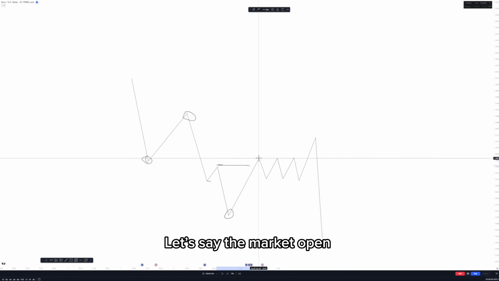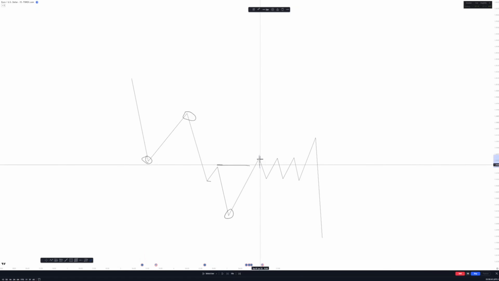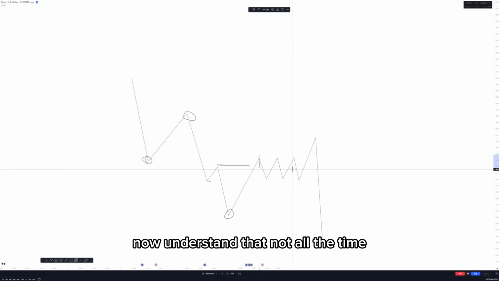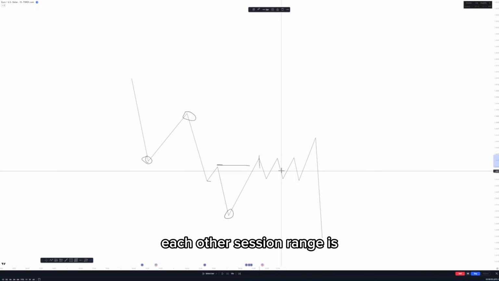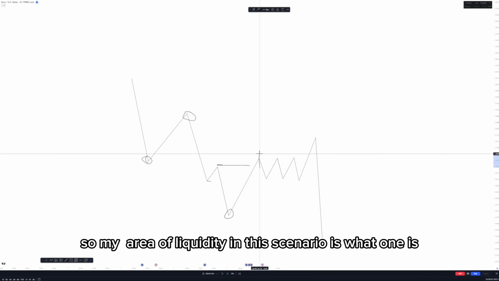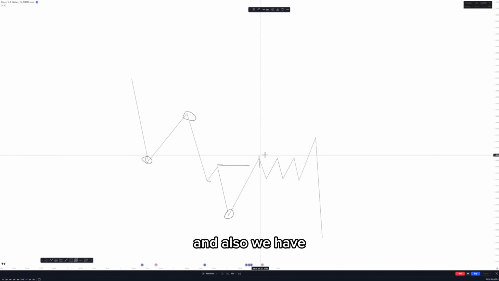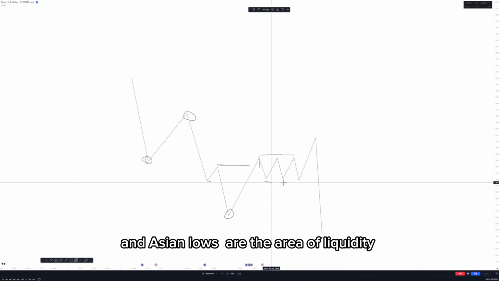Let's say the market's open around here, this is when the market opens. I want to see the Asian session range. Now, understand that the Asian session is not going to range all the time, but most times, the Asian session ranges. So my area of liquidity in this scenario is, one, the old high, and also we have the Asian high and the Asian lows as my areas of liquidity.